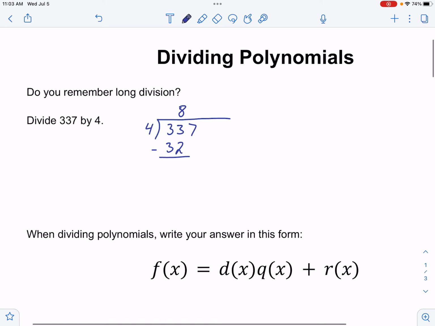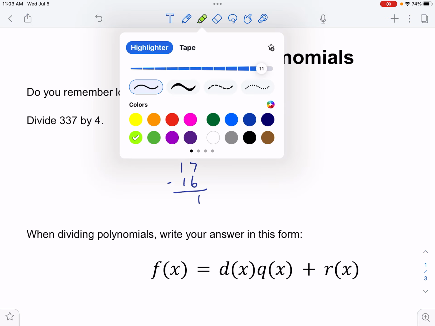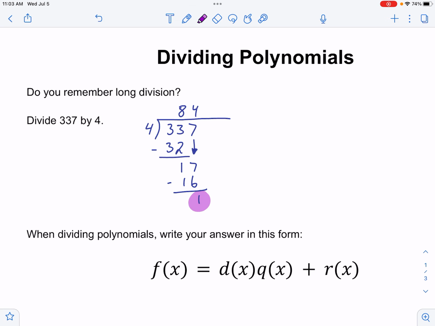And then I would subtract. 33 take away 32 is 1. And now I need to bring down my 7, and the process repeats. How many times does 4 go into 17? The answer is 4. 4 times 4 is 16. And now I subtract, leaving me with 1. 4 cannot go into 1, and therefore 1 is going to be our remainder. You may have remembered that term from elementary school.